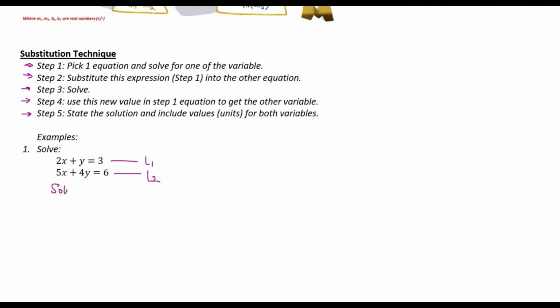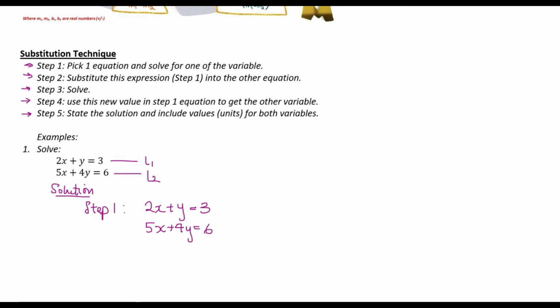So looking at the solution to this particular problem, first is follow step 1, which means that we are going to pick one equation and solve for it. So first off, we're going to write both equations down. 2x plus y is equal to 3, and for line 2 we have 5x plus 4y is equal to 6.